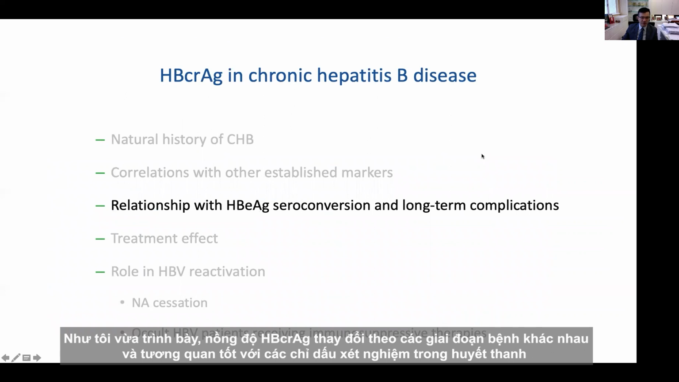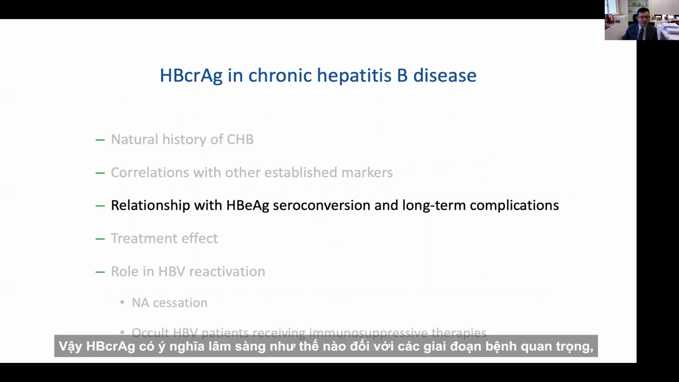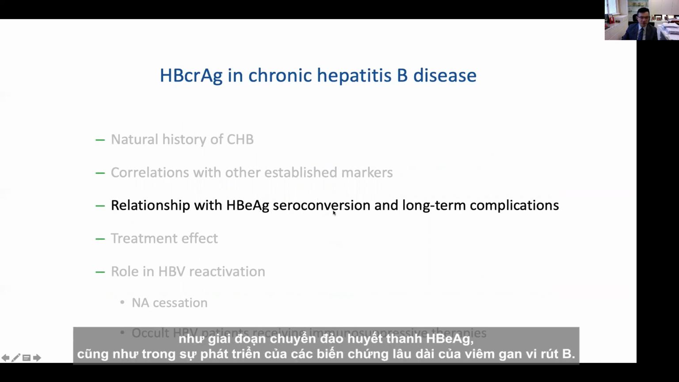As I have just mentioned, core-related antigen levels vary according to the different disease phases and correlate well with other serum and intrahepatic biomarkers. What is its clinical significance with respect to disease milestones, for example, E seroconversion, and progression of the disease, for example, the development of long-term complications of hepatitis B infection?